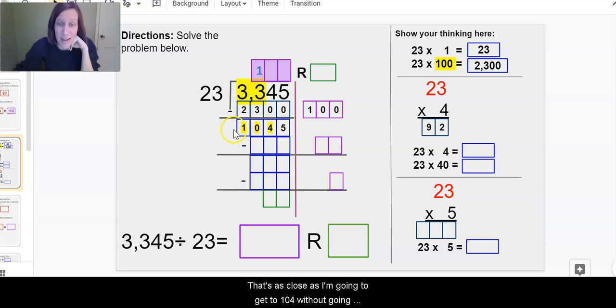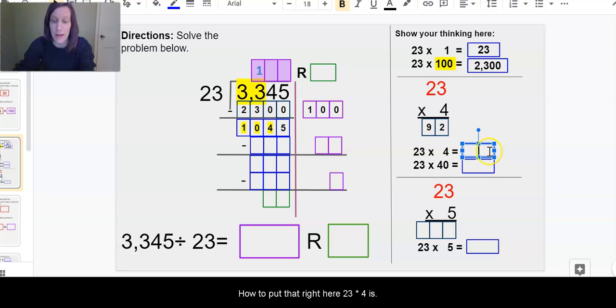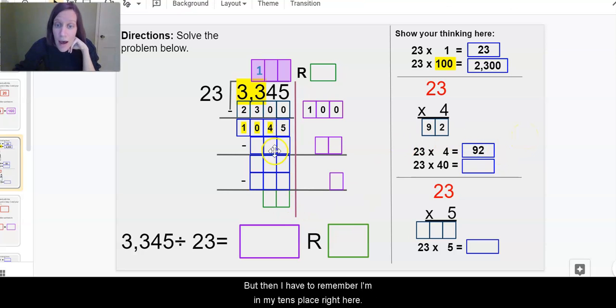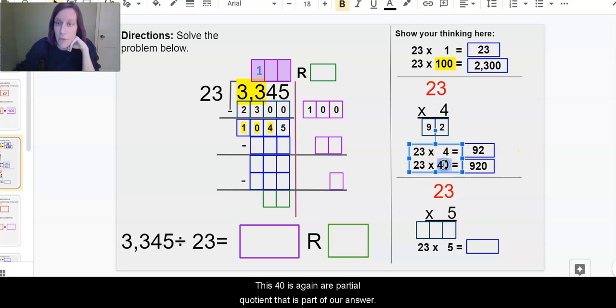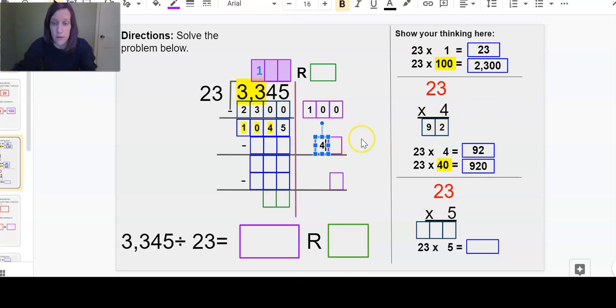And that's as close as I'm going to get to 104 without going over if I'm counting by 23s. So I'm going to put that right here. 23 times 4 is 92. But then I have to remember I'm in my tens place right here. So I want to move that over to my tens. Well, 4 tens is 40. So what I'm really doing is 23 times 40, and that's 920. This 40 is, again, our partial quotient. That is part of our answer.